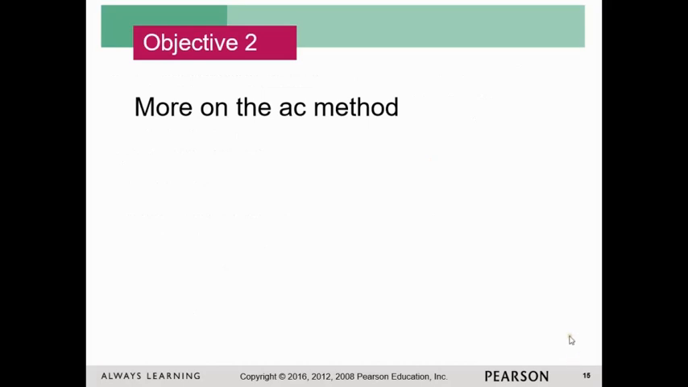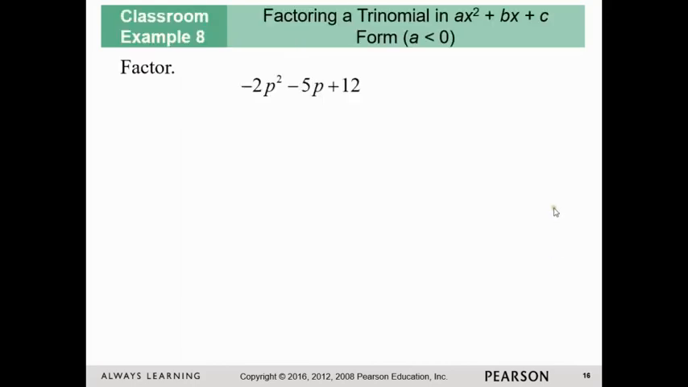So we're going to do some more on the AC method here. So here we have negative 2p squared minus 5p plus 12. Notice we have a leading coefficient that is negative. So remember, what do we do first? We factor out a negative 1. Anytime we have a negative leading coefficient, we factor out a negative 1. That's the first thing we always do. So there we go. We factored out a negative 1. So we're moving on to the next slide here.